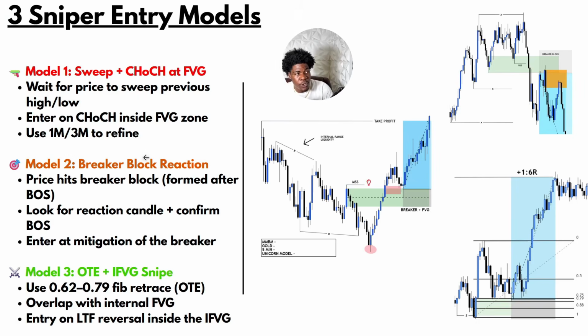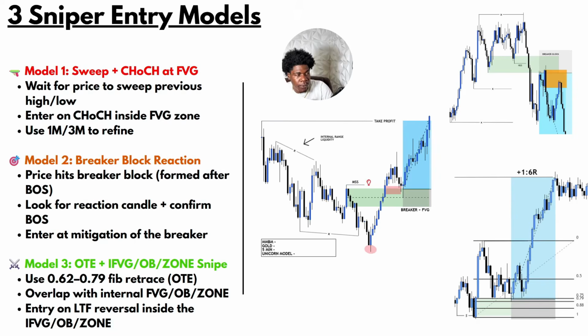And then for model number 2 is our breaker block reaction. Price hits a breaker block that is formed after the break of structure. The second thing we look for is a reaction candle that confirms the breaker. And then we enter at the mitigation of the breaker block. I'm going to give an example of that one also.